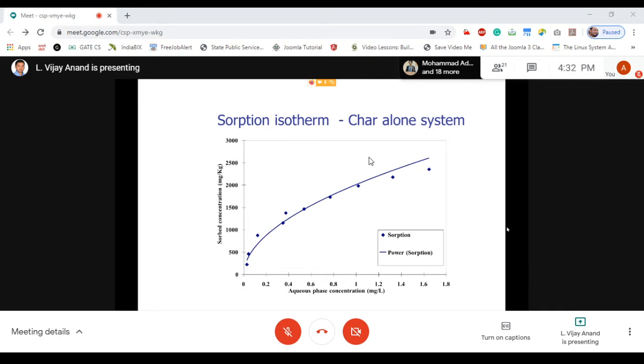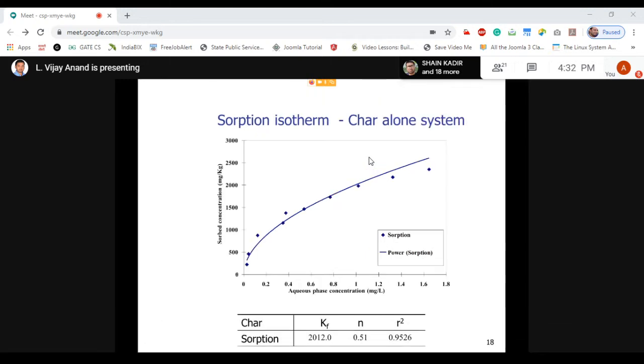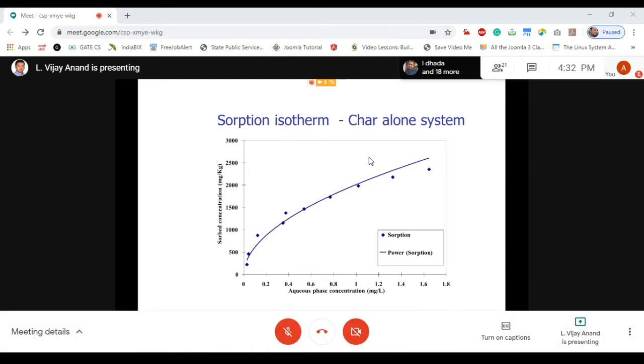Essentially we have seen, probably I can go back one more slide, we are looking at char amended soil systems where there is a huge increase in soil nitrogen adsorption, right? When you look at the char alone system, char absorbs about three orders of magnitude more nitrogen when compared to soil alone adsorption. So that's a huge amount of adsorption happening in char.